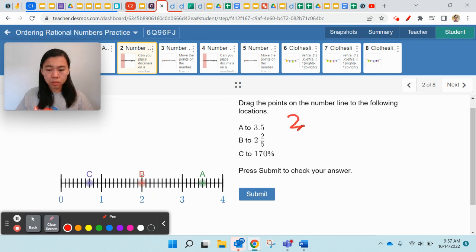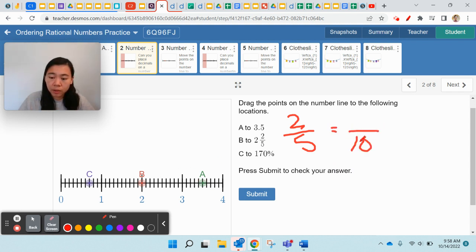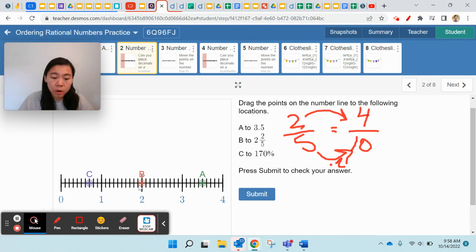There are a few ways you can think about this. 2/5. Well, there are 10 tick marks in between. Okay, so if we have 10 in between, how do I get from 5 to 10? We multiply it times 2. So 2 times 2 is 4. So we're actually going to move this up 4 tenths.